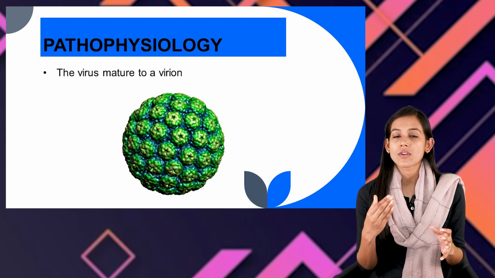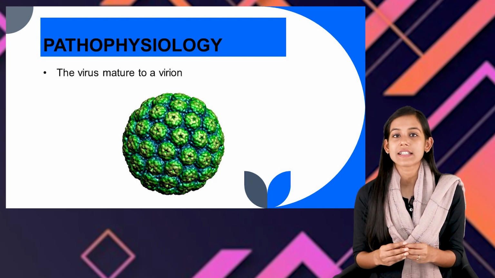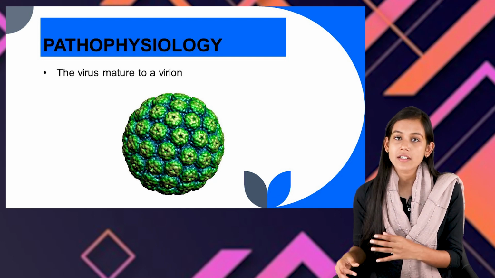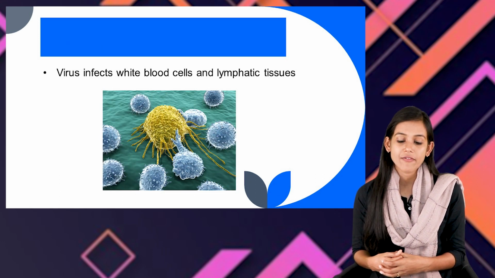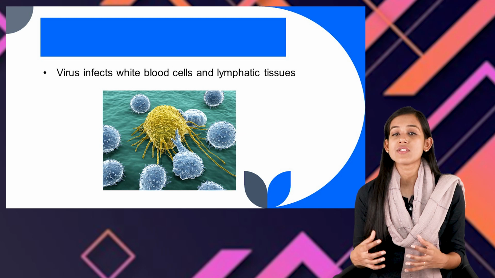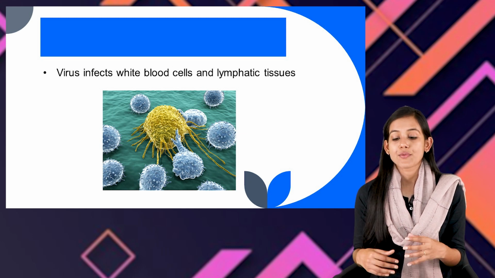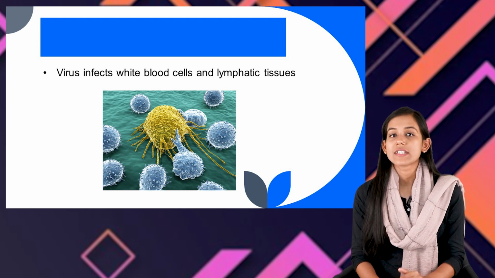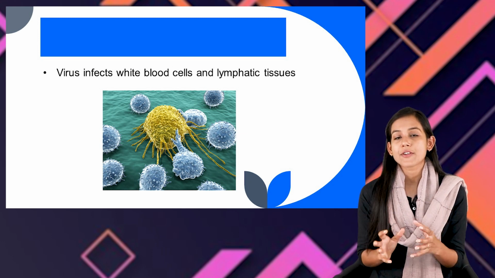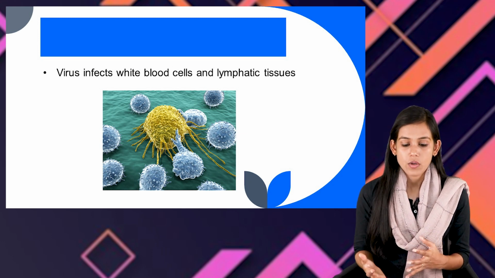Now it has undergone all the process, all the changes, and now it has become matured. It has become a matured virion, and this virus would infect the white blood cells and the regional lymph nodes. So it would also start to infect the lymphatic tissues. Alright, so that is how the dengue virus infects the host cell.